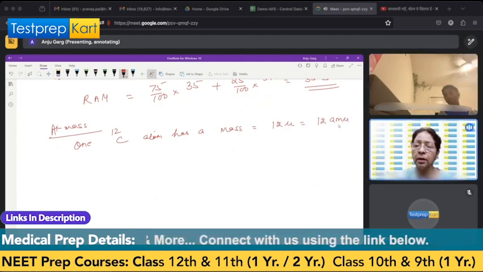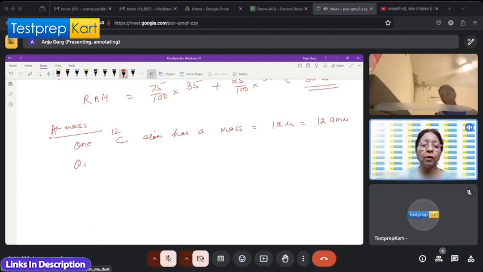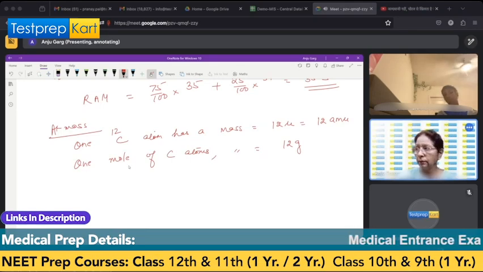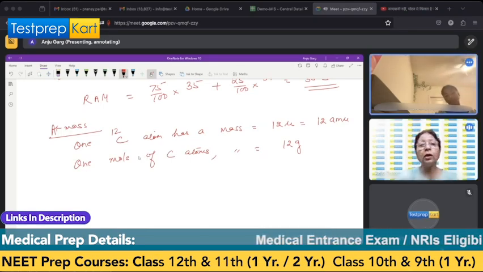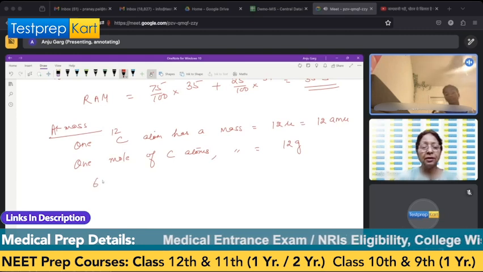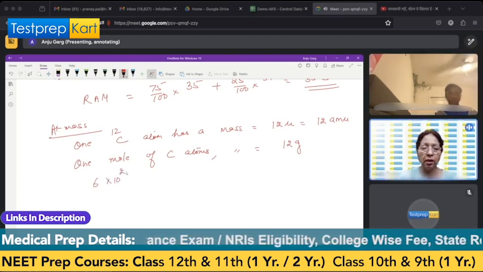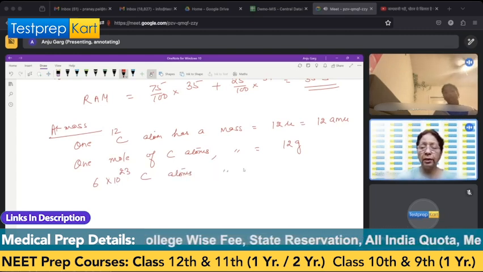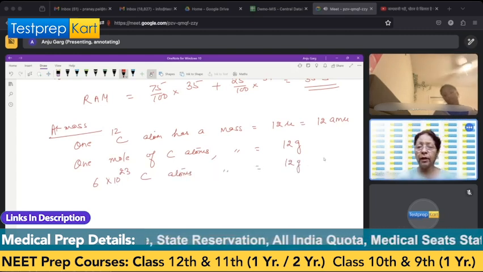But if you take 1 mole of carbon atoms, you will have a mass of 12 grams. So 12 grams will be the mass of how many carbon atoms? 1 mole. How many atoms? 6.022, so approximately you can take 6 into 10 raised to power 23 carbon atoms will weigh 12 grams. 12 grams is not the mass of a single atom. It will be the mass of 1 mole of atoms.